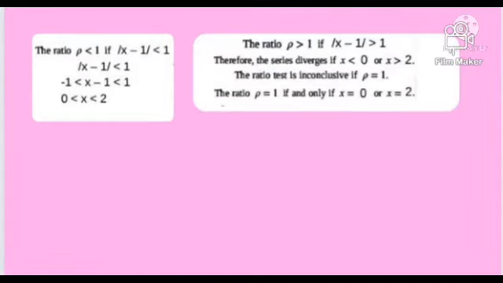The ratio rho is greater than 1 if the absolute value of x minus 1 is greater than 1. Therefore, the series diverges if x is less than 0 or x is greater than 2. So, the ratio test is inconclusive if rho is equal to 1. The ratio rho is equal to 1 if and only if x is equal to 0 or x is equal to 2.